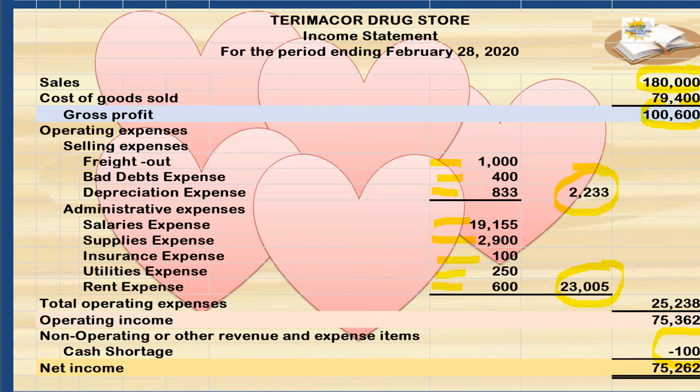So we have three kinds of income here. First, we have the gross profit from sales, or the income from selling, and then the operating income, the income from the operation, how we manage the business, and then we have the net income, the total income we have earned during the period. It includes non-operating income.